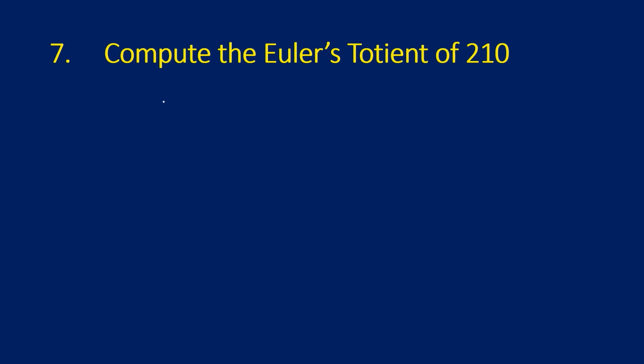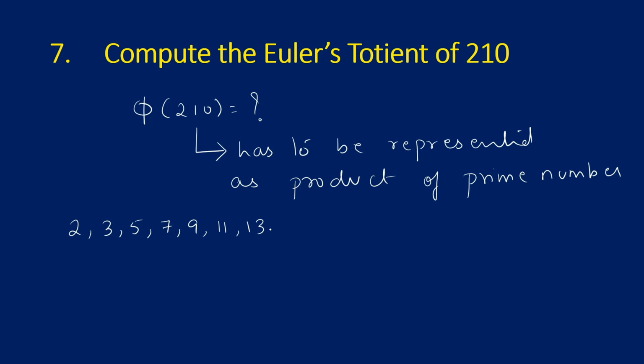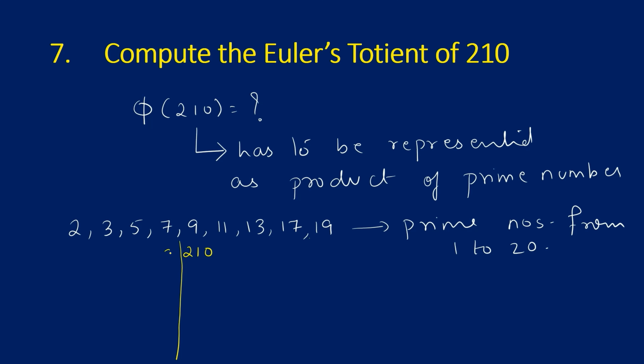Let us check out one more question, that is compute the Euler totient of 210. So we have to find phi of 210. So the first step is 210 has to be represented as a product of, or in terms of, prime numbers. So we already know what the prime numbers are. So 2 is a prime number, 3, 5, 7, 9, 11, 13, 17, 19 are the prime numbers from 1 to 20. Therefore, in order to split up the number 210 into prime numbers, you divide the number by a prime number, but divide it with such a prime number which will result in remainder 0.